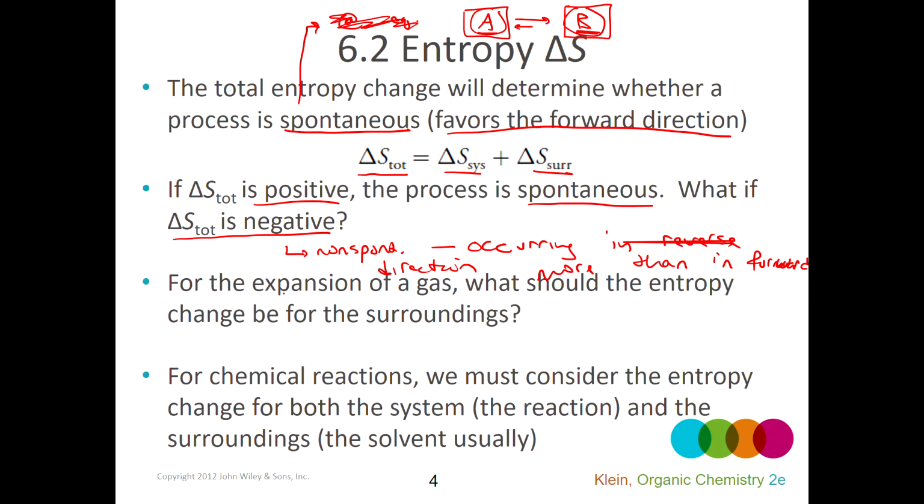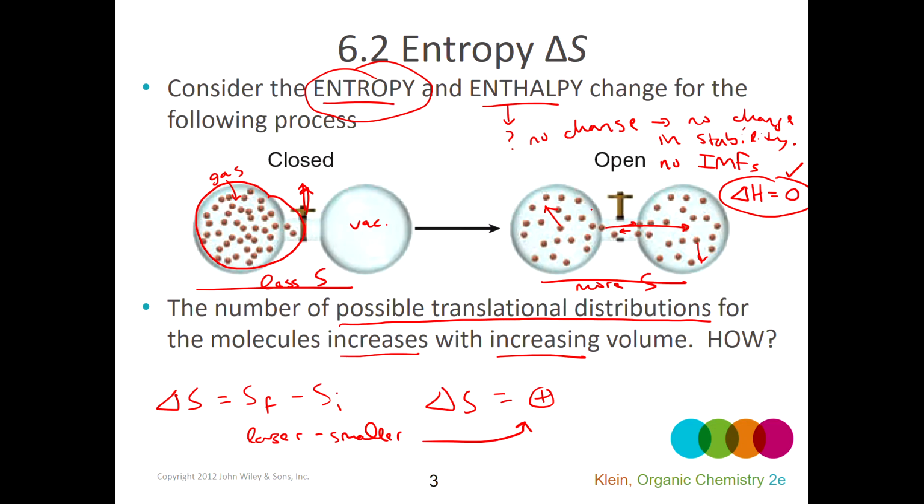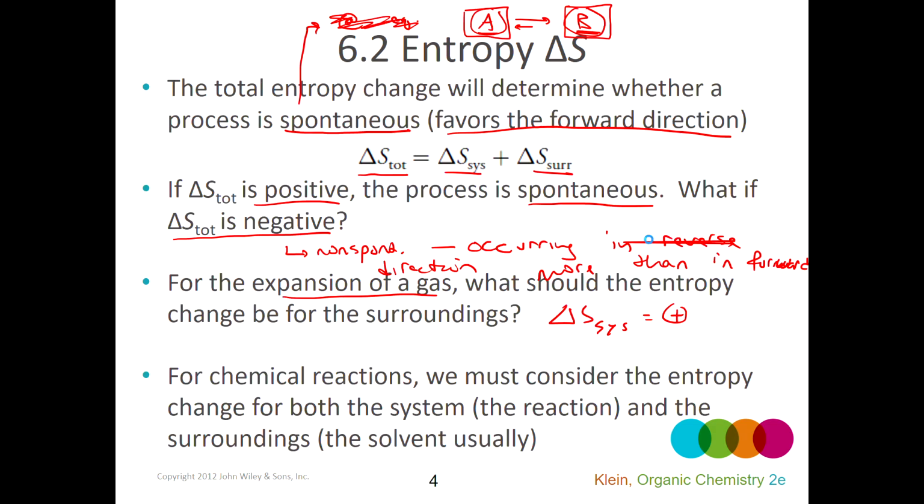If we look at the expansion of the gas on the previous slide, we said the entropy change for the system was positive because there's more entropy when the gas can spread out, more variety in the ways the molecules can be moving around and positioned in space. What about the entropy change for the surroundings? Well, the entropy change for the surroundings is going to depend on the temperature change in the surroundings.